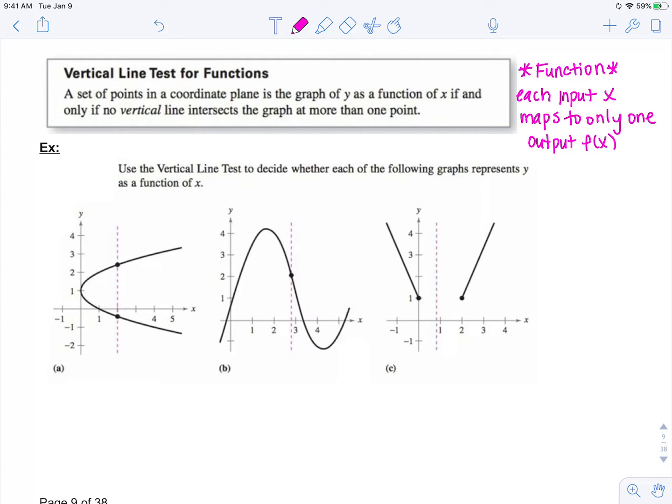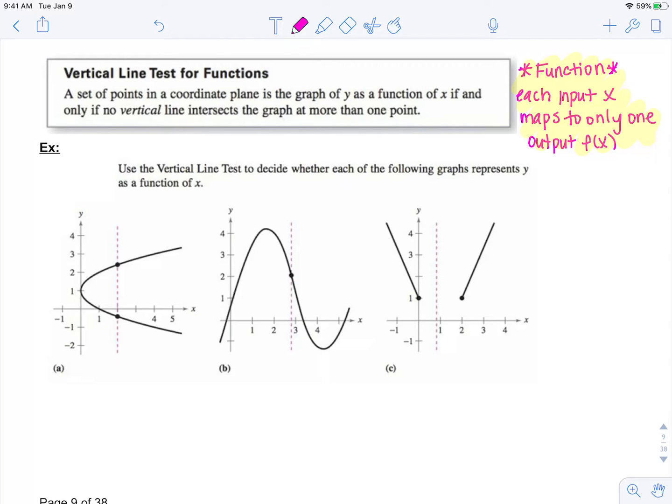When given a graph, we can use the vertical line test to determine if that graph represents a function. So I wrote on the right here just a reminder of what a function is from what we've defined already in the past. Each input x maps to only one output, f of x. So if you're given a graph, we can draw a vertical line to determine if that's true.